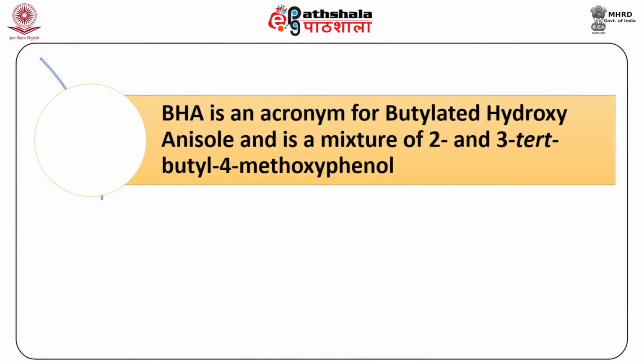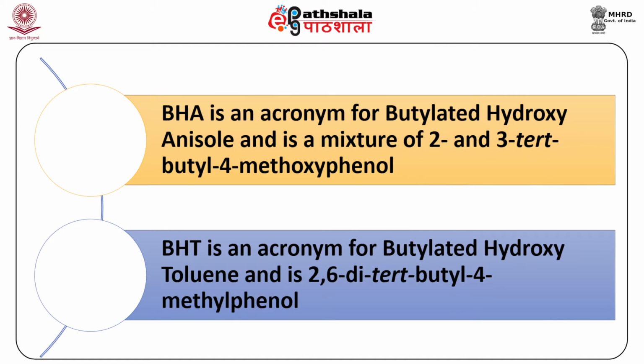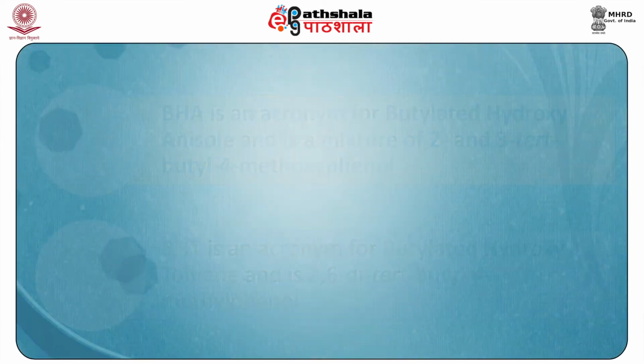The antioxidants that food processors commonly use are BHA and BHT. BHA, which is butylated hydroxyanisole, is a mixture of 2 and 3 tertiary butyl 4-methoxyphenol. BHT is an acronym of butylated hydroxytoluene and is 2,6-di-tertiary butyl 4-methoxyphenol. Both BHA and BHT form resonance stabilized phenoxy radicals with oxygen or other radicals.